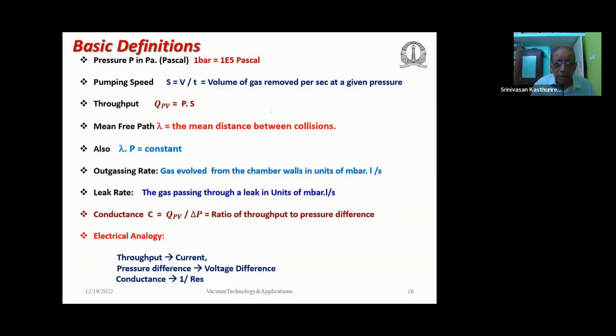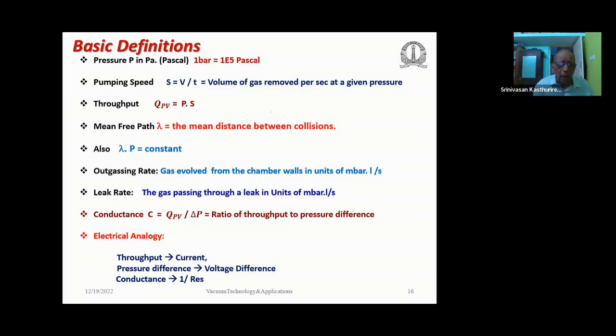So how do you degas? Degas means, suppose I want to pull out more molecules from the surface. What I do is I pump on the surface. When I pump on the surface, more molecules come out from the surface, and I will be able to remove them. So outgassing is a natural process of gas evolution from the chamber walls.